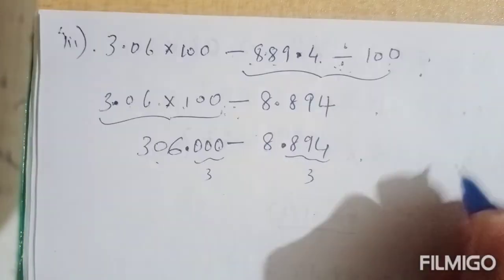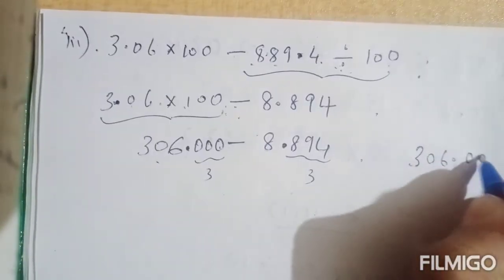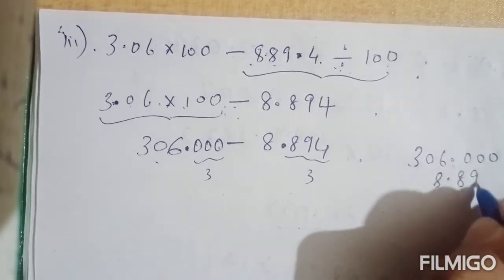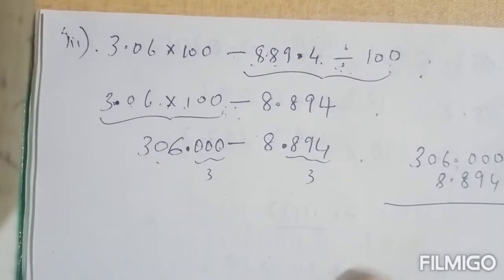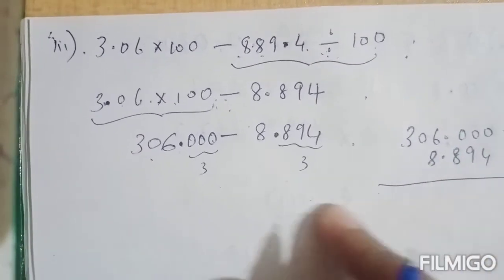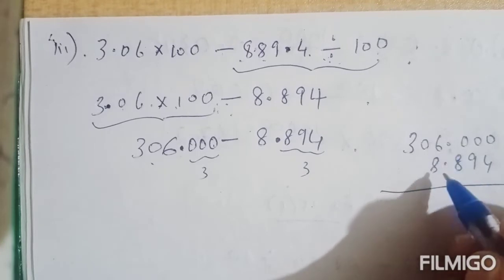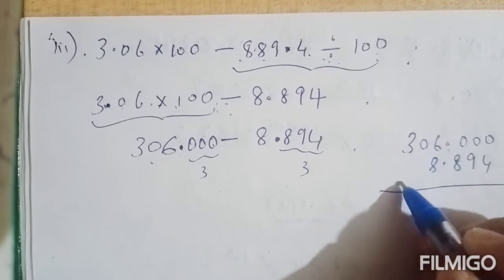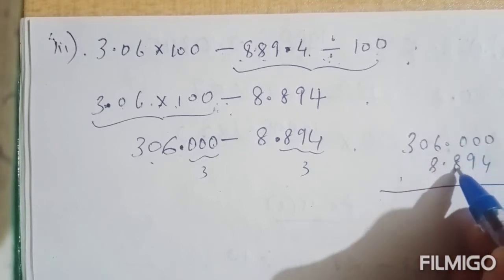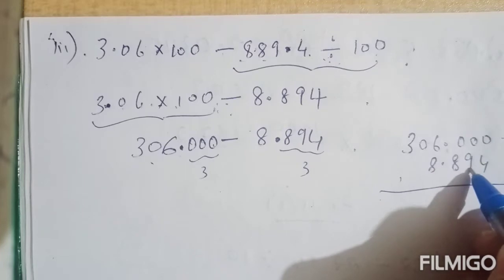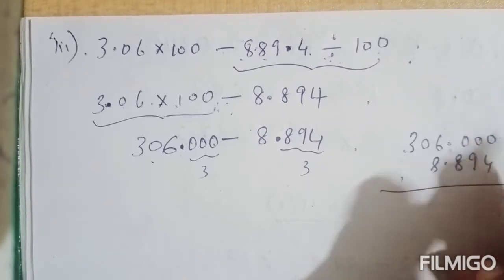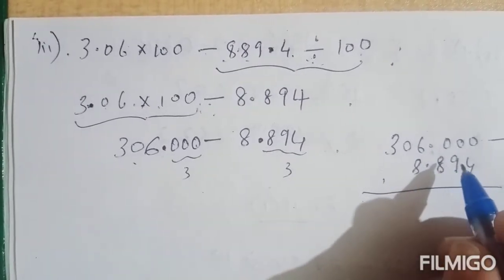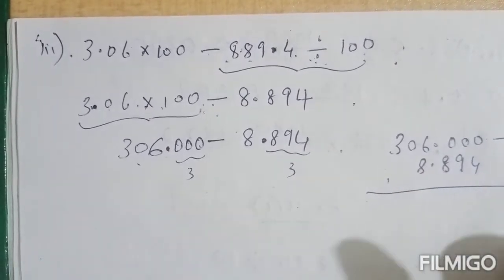Okay, now on doing subtraction, 306.000 minus 8.894. You have to arrange the numbers column wise such that the same place digit should come in the same column. Okay, ones place digit should come in the same column, tens place, hundreds place, like that. 10th place, this is 100th place digit. Now 1000th place digit, all should come in the same column. In that way you have to arrange the given decimal fractions column wise.